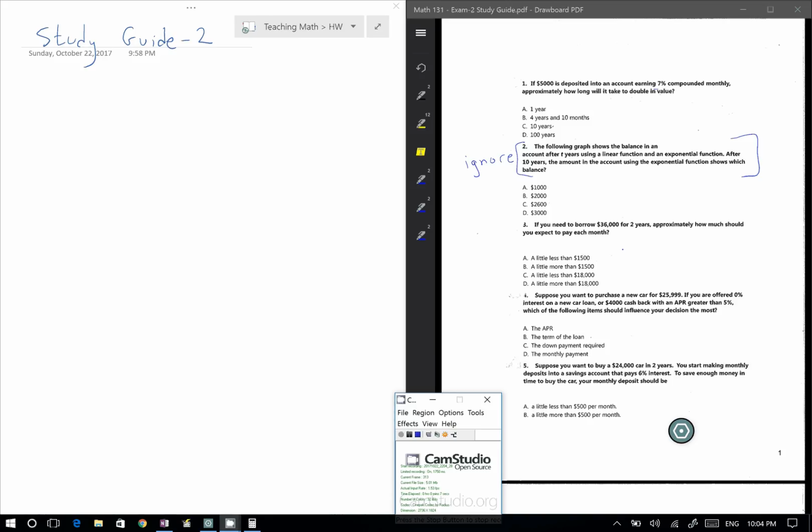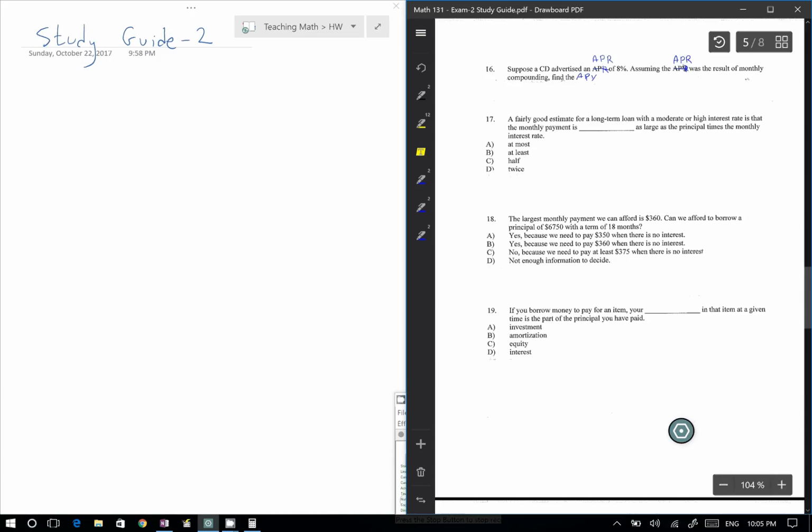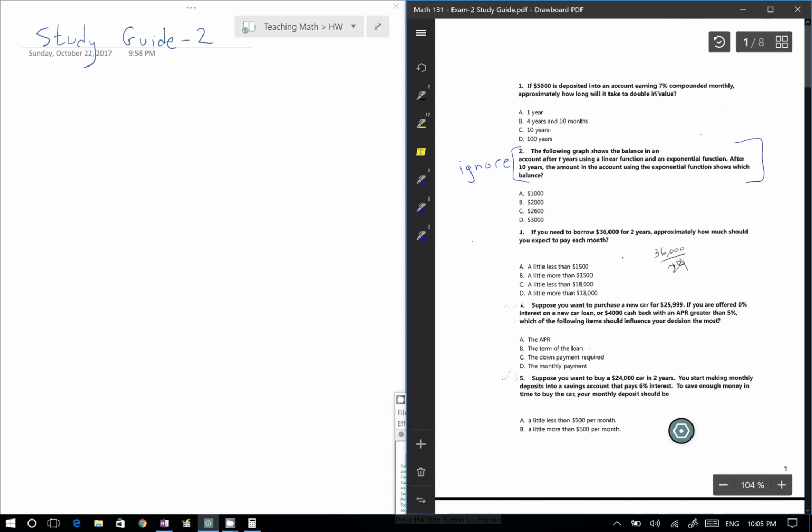Math 131, Quantitative Literacy, Math for the Modern World, Chapter 4. This chapter is about personal finances, interests, monthly payments, and investments, and all that stuff. Basically, we have a set of questions and we will solve them together. Okay, so it's 8 pages.